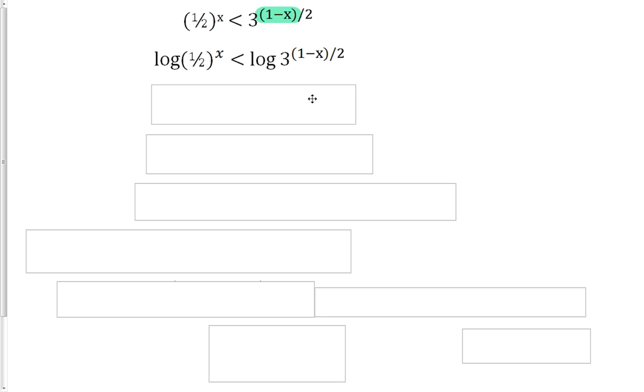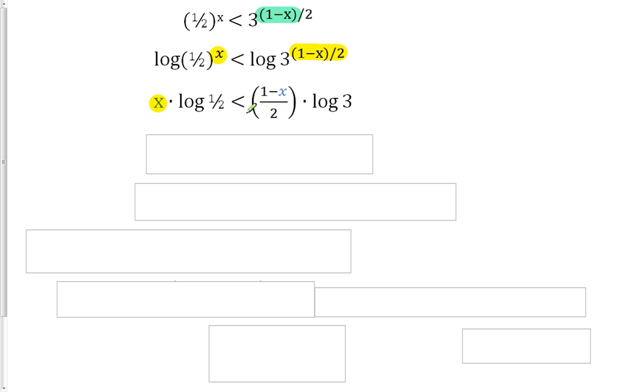So we take the log of both sides, log of (1/2)^x, and log of 3^((1-x)/2). At this point, we want to move those exponents out front so that we can work with them a little bit more easily. So the entirety of the exponent, that means the (1-x)/2 over on this side, are going to get moved out front as coefficients.